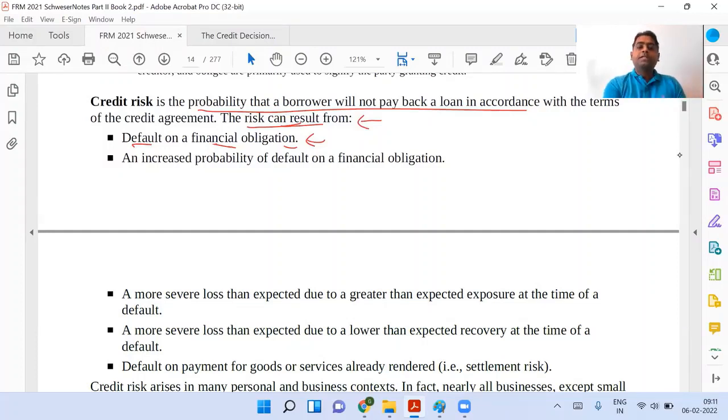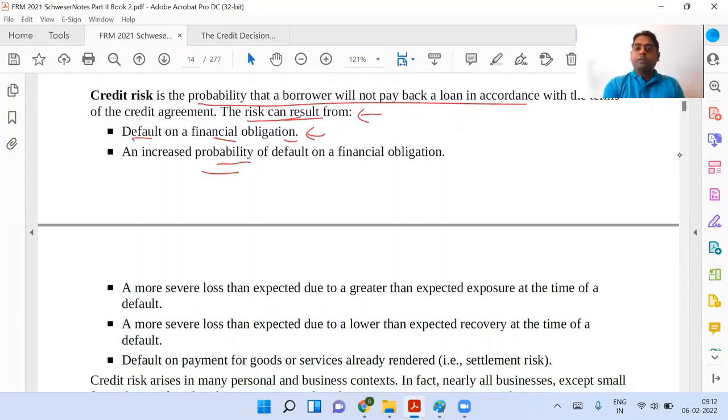Increase in probability. Why is this a problem for me? If I've given money to somebody else, and previously I was expecting that the credit rating is, say, triple B, now the credit rating has gone to double B or a single B. Now that's a concern for me, because when the rating goes down, it essentially means the probability of default is going up, and I'm worried that my money will not be back. This is a very core part. So if you can connect it to your PD.